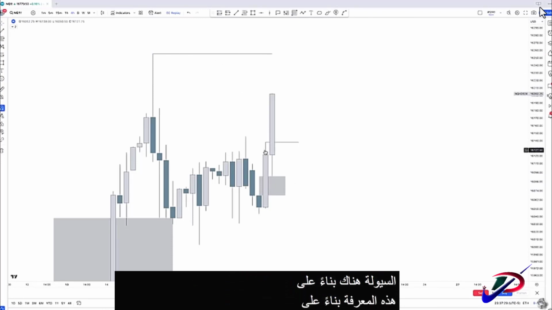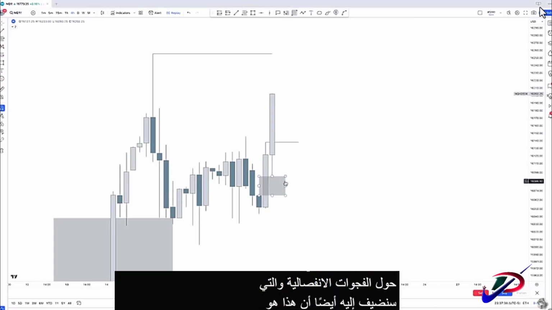Well, based on this knowledge, the simple knowledge that we currently have on breakaway gaps, which we are going to add on to as well. This is only the first part.